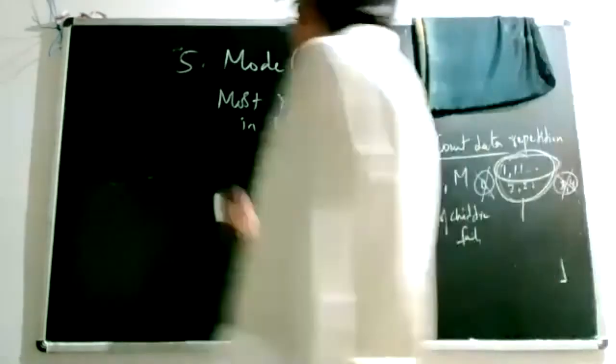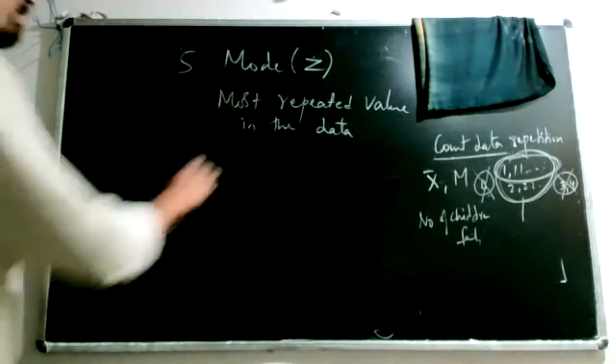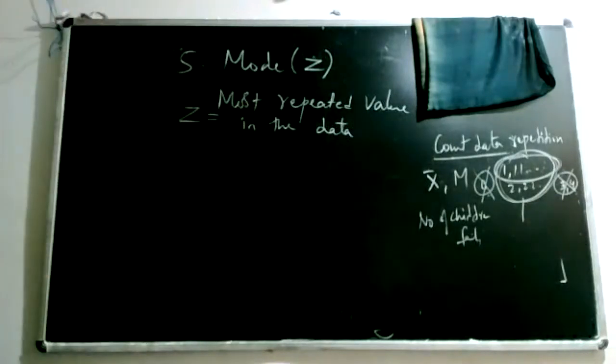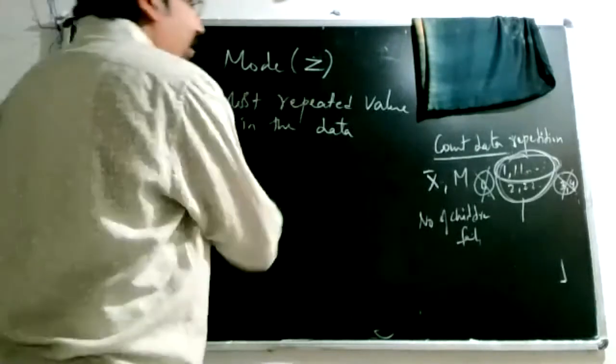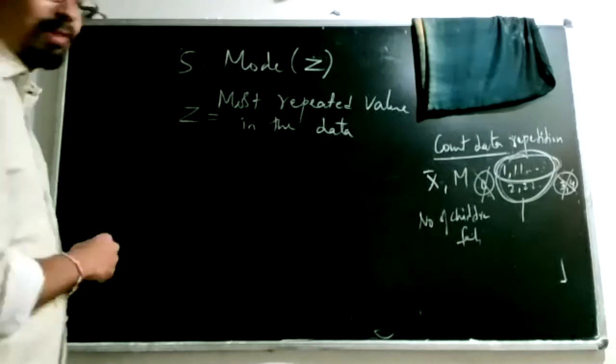And in those cases, we say the suitable average is the mode, and we pick the Z value as the most repeated value in the data set. Now, if you talk about the case where you are looking into heights and weights of children or a certain set of persons, very hardly will the data points be repeated.